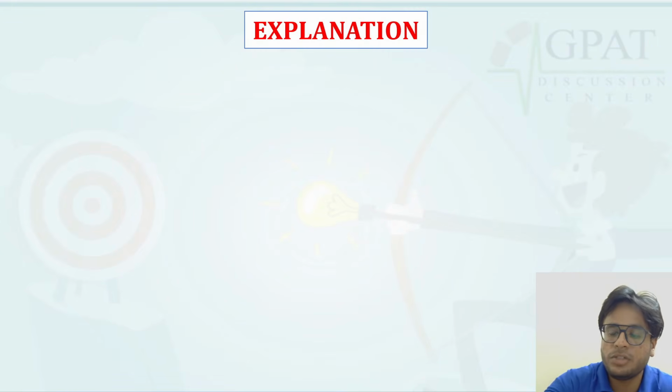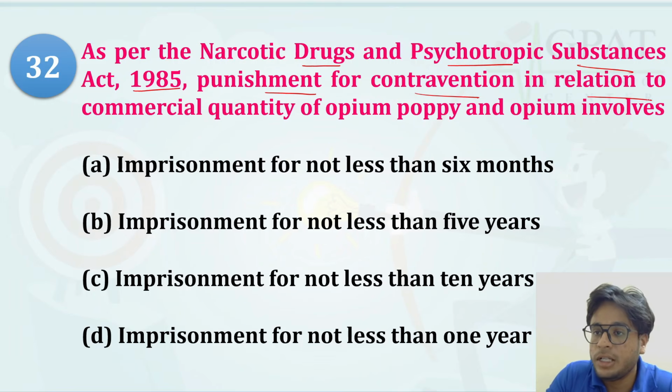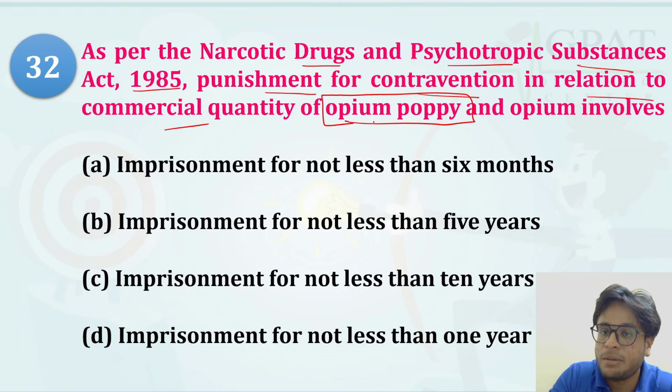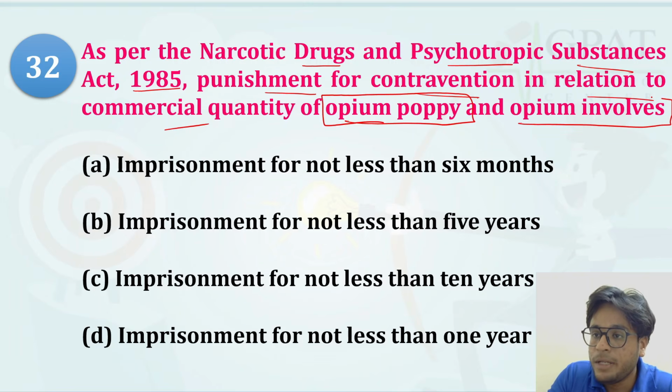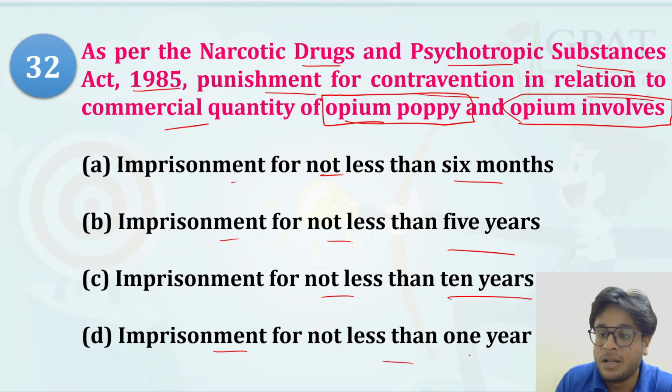Moving towards our next question. So this is the definition. As per the Narcotic Drugs and Psychotropic Substances Act, 1985, the punishment for the contravention in relation to commercial quantities of opium poppy, okay, they are mainly asking about the opium poppy and opium derivatives. Option A is imprisonment not less than 6 months, imprisonment not less than 5 years, imprisonment not less than 10 years, and imprisonment not less than 1 year.